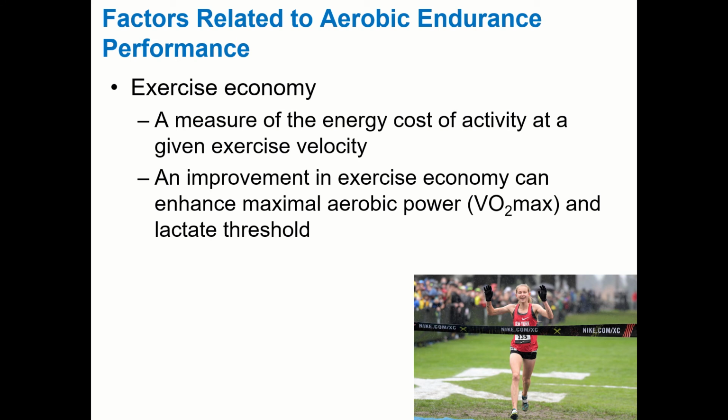So it's the measure of energy cost at a given velocity. If the individual is running at a speed of 10 miles an hour, how much oxygen are they consuming? We're not measuring energy directly, obviously, but we're using oxygen consumption as a proxy for that. So the athlete that can use less oxygen and thus less energy to run at a given speed is a more efficient runner. And so they should be able to go faster and for longer.